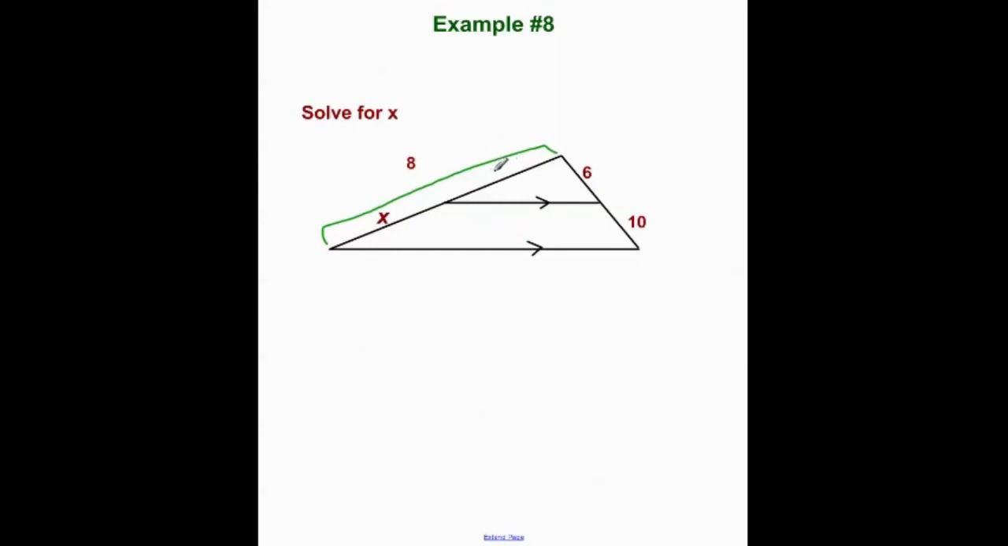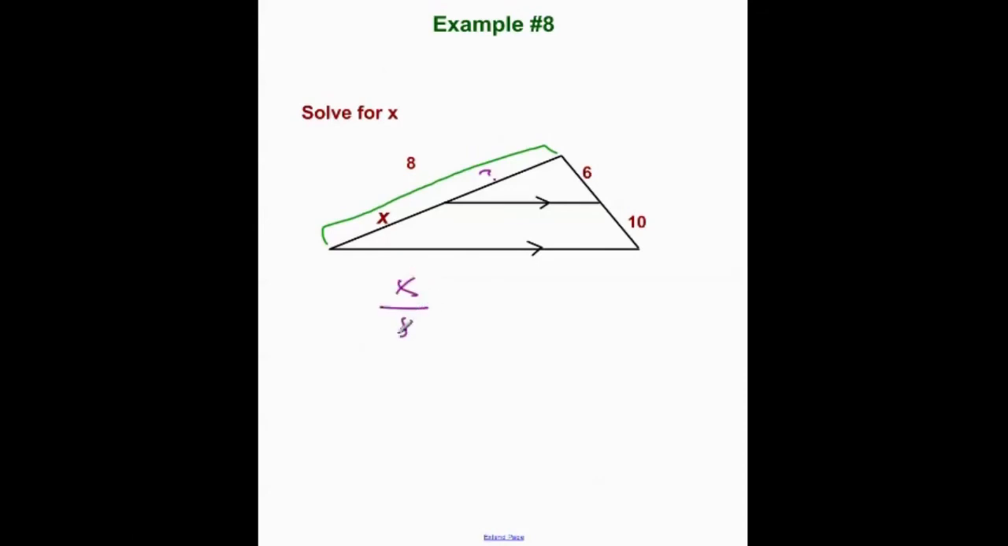I don't know what this side is. Don't really care right now. You may have a problem that asks that. You may have a problem that asks you to find all kinds of things. But right now, we're just looking for x. So I'm going to compare this to something. There's more than one way to do this. One easy way is just compare this to 8.